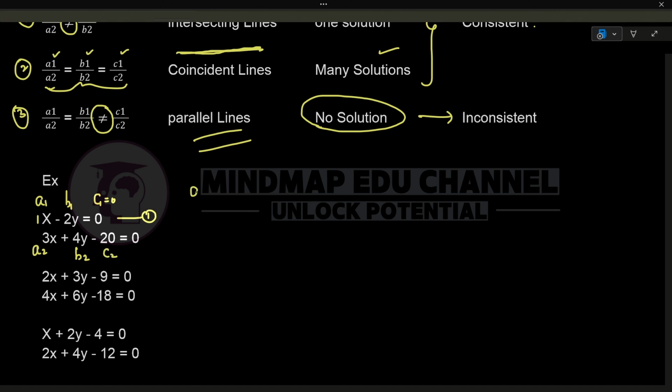Now let's compare a1 upon a2, and that is 1 upon 3. Let's check b1 and b2. b1 is minus 2 and b2 is 4. After reducing, we will get minus 1 over 2. Now you see from these two, the ratio a1 upon a2 is not equal to b1 upon b2. Now no need to check the third, c1 and c2. So here itself we can say that the two lines are intersecting.